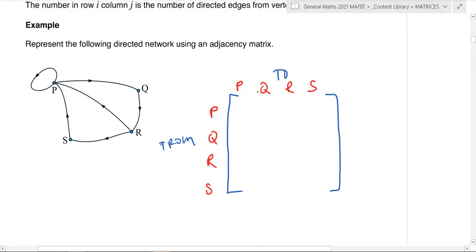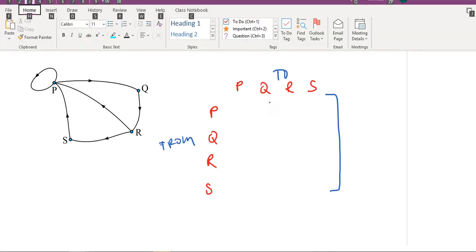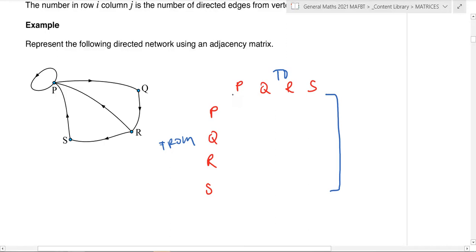From P to P, actually, one thing you need to be mindful of, again, remember, this is directed, which means that some of the arrows or some of the edges only go in one direction. So keep that in mind. From P to P, I can see that there is a loop. That means there's 1. From P to Q, I see 1. I only see one path there, so 1. P to R. Now, is there a direct connection to R?